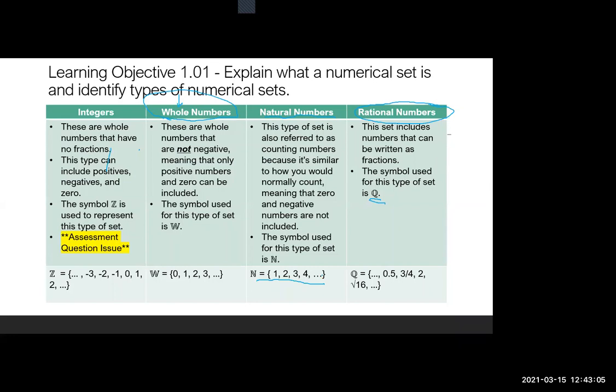You may say, oh, what about that 0.5? Well, it can be written as a fraction, as 1/2. So it too is included in the rational numbers. So it's not that it is written as a fraction, it's that it can be written as a fraction.